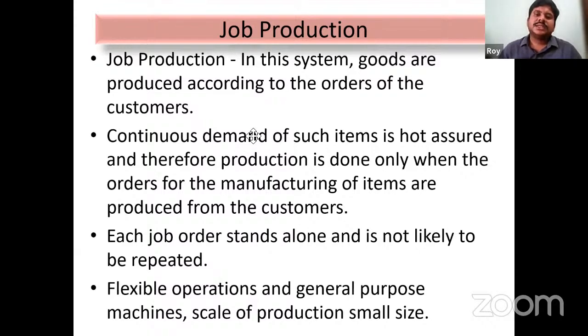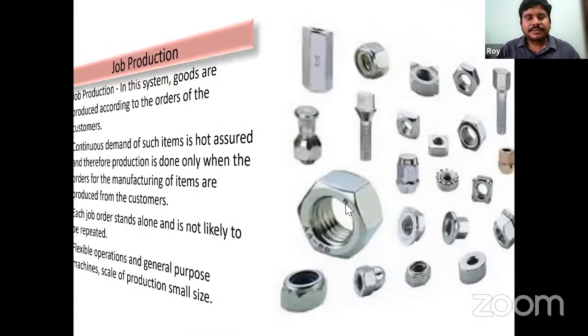Third thing is the scale of production. It may not be the same type of production. Definitely it will be smaller in size. That is job shop. Let's go into the example.